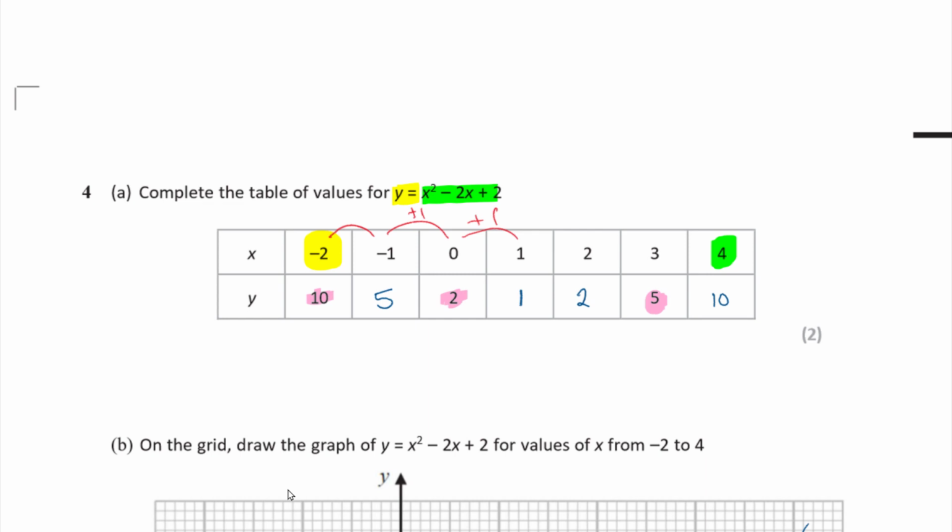On the grid, draw the graph of y equals x squared minus 2x plus 2 for values of x between -2 and 4. Now notice this is the same function as we had in part A. So basically we're just plotting the same points. Now each pair of values that we've got here in the table is going to be a coordinate that we need to draw on our graph.